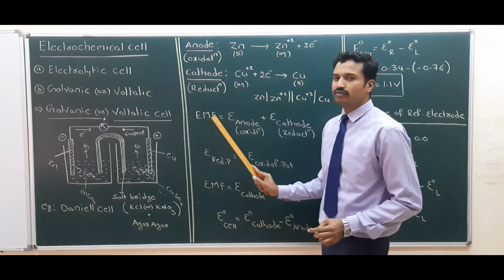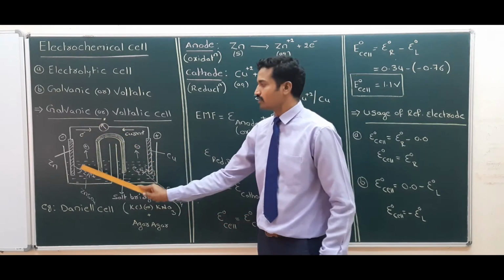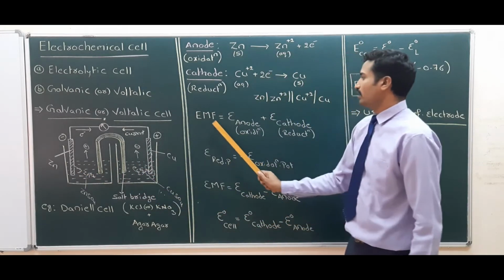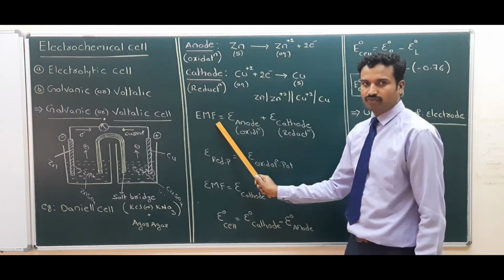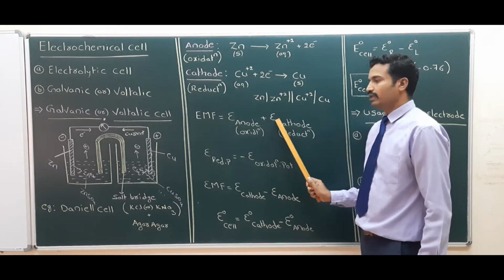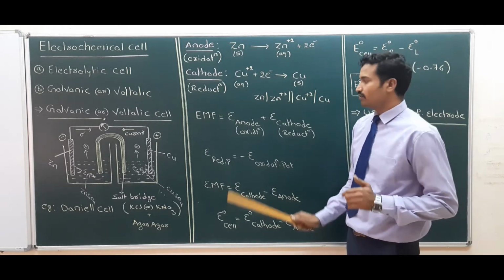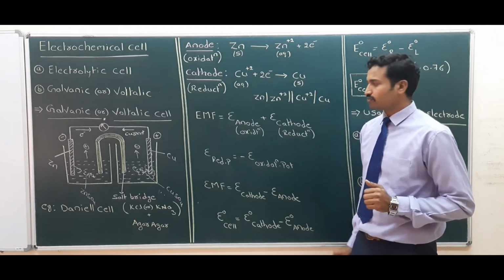Now we need to calculate this value, EMF. This electricity is because of oxidation and reduction. So EMF, electromotive force, is equal to E anode oxidation plus E cathode reduction. But according to IUPAC norms, we should take only the reduction potential.